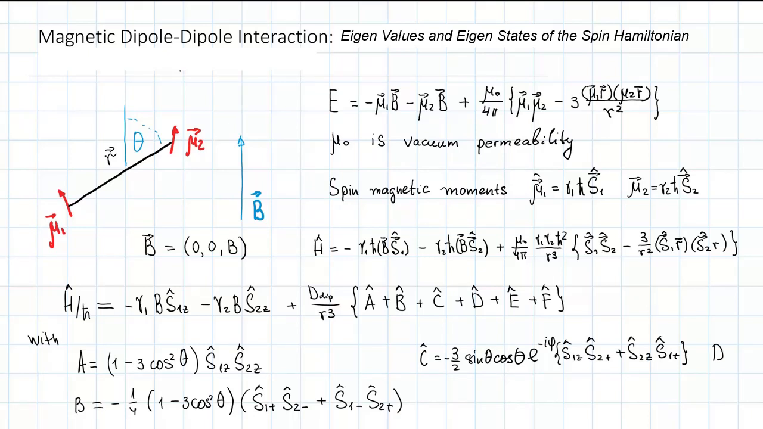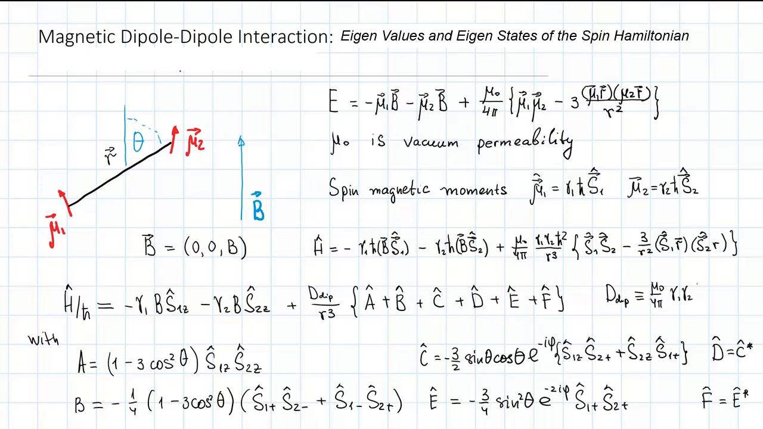The term C is proportional to the exponential function of minus i phi, and the operator D is the complex conjugate of the operator C, which means it is proportional to the exponent of i phi. Similarly, the operator E is proportional to the exponential function of minus 2i phi, and the operator F is the complex conjugate of operator E, which means it is proportional to the exponent of 2i phi. Just to remind, the constant d_dip, which was introduced here, is proportional to the other constants μ0, gamma 1, gamma 2, and h bar.